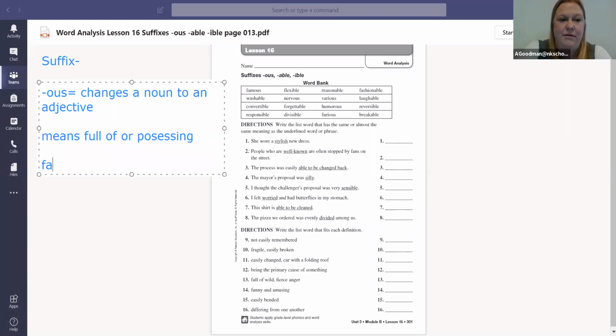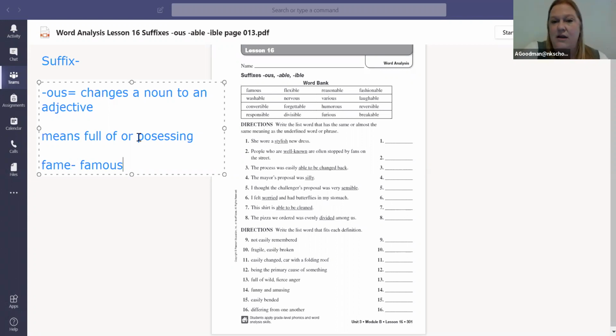So let's take the word fame. Fame is a noun. Remember, a noun is a person, place, thing, or idea. So fame is like an idea. Fame is when you're super well known. But if you say someone is famous, you now turn that word into an adjective that means they possess fame or they are full of fame. They are super well known.